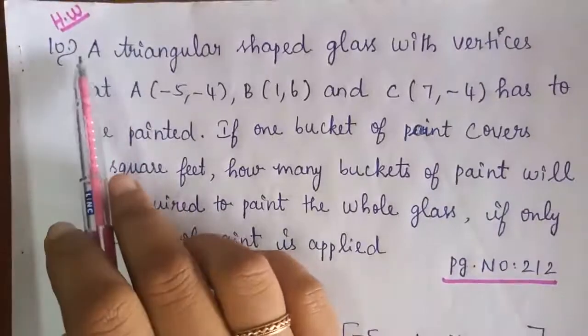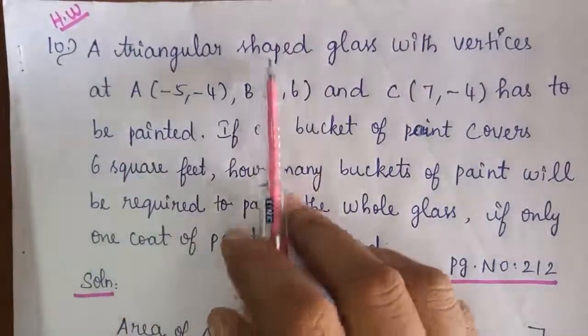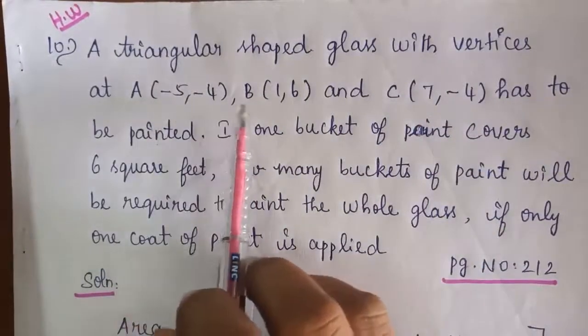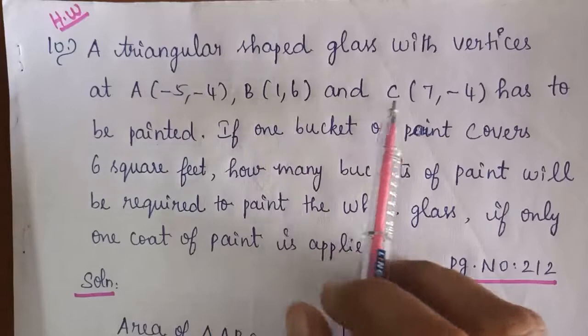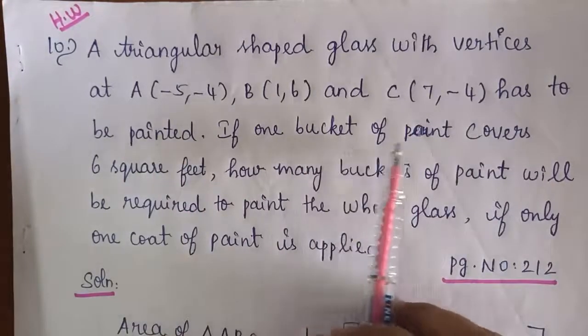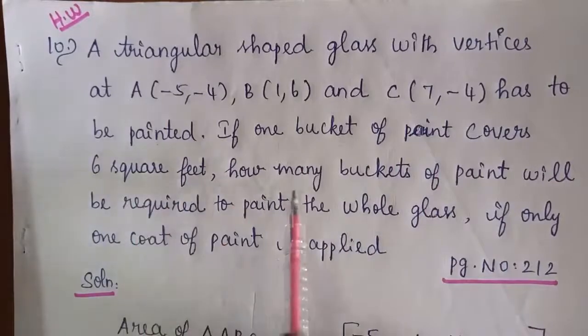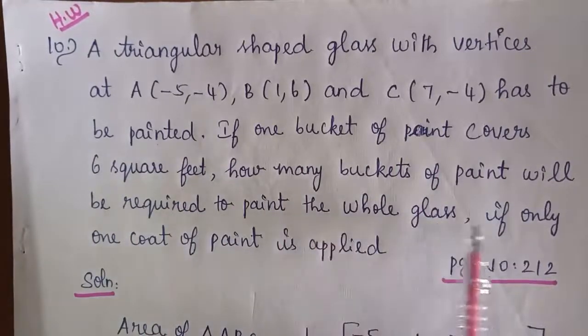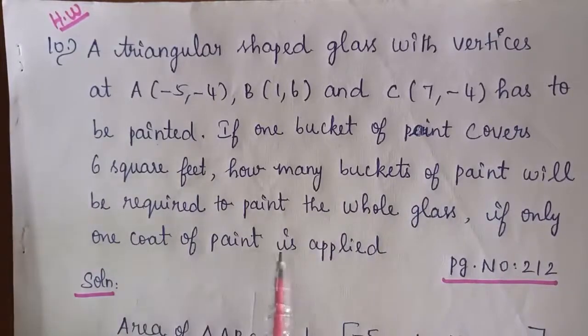Problem number 10. This is your homework problem. A triangular shaped glass with vertices at A of minus 5, minus 4, B of 1, 6 and C of 7, minus 4 has to be painted. If one bucket of paint covers 6 square feet, how many buckets of paint will be required to paint the whole glass if only one coat of paint is applied?